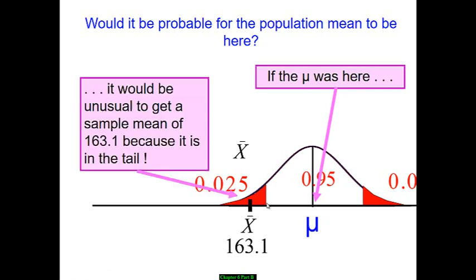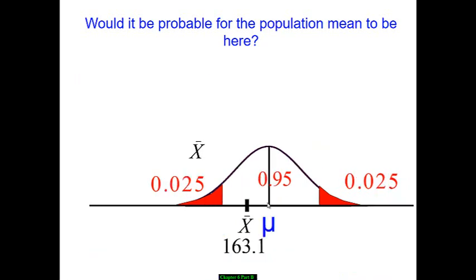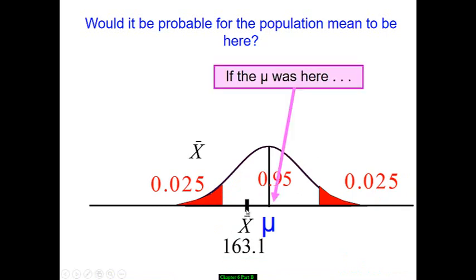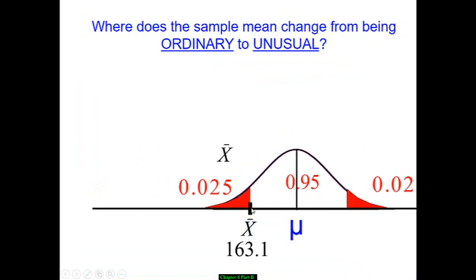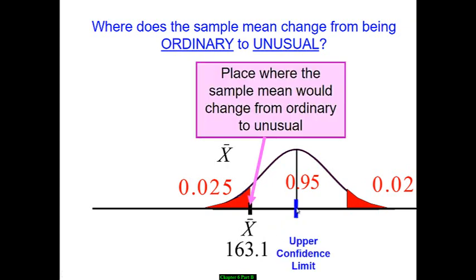So where would it be? Let's say if it was here. Yes, that would be more probable for it to be there because it's inside of 95%. So that's more likely. So where does it go from being more likely to not being likely? In other words, ordinary to unusual. It's going to be right here. Now this distance is your margin of error, and this is going to be your upper confidence limit.